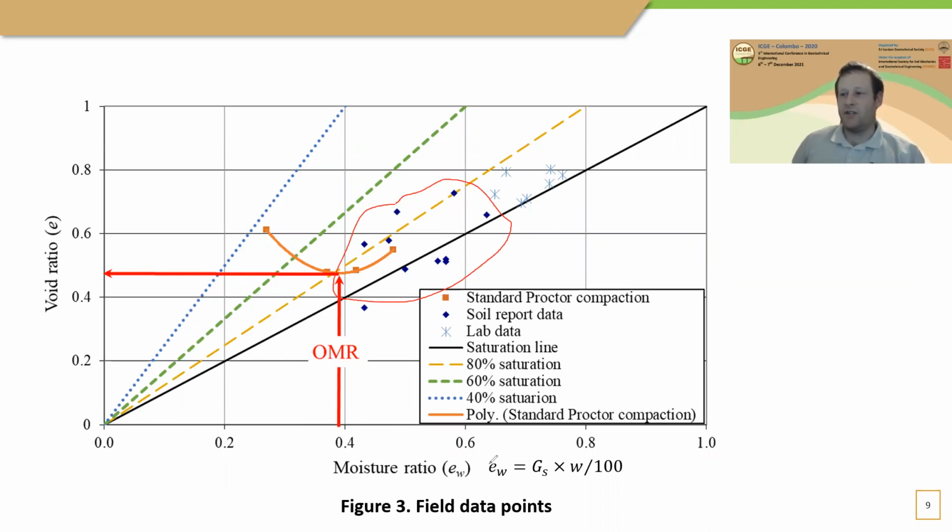The moisture ratio, which is the gravimetric water content multiplied by the specific gravity. So moisture ratio is just a function of the water content and the specific gravity.